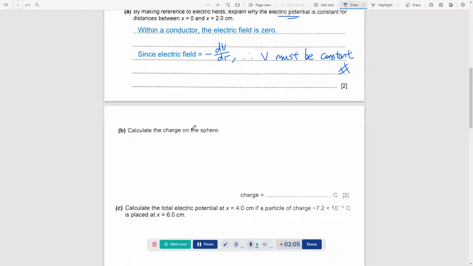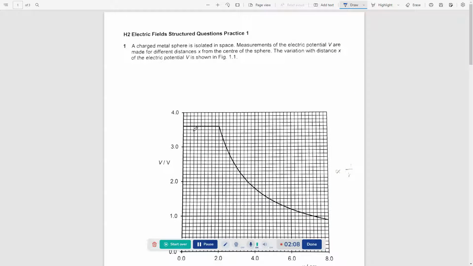Next, calculate the charge of the sphere. You can see that this is a sphere. The formula for potential here is going to be V equals 1 over 4 pi epsilon naught Q over R, so we'll be using that. This can be used starting from the surface of the sphere, so we'll be using it at this location. Within the sphere, no, it's going to be constant. Although R is taken from the center of the sphere, you can see that the 1 over x curve only starts from the surface and goes towards infinity. So here you can read that it's going to be 3.6 volts.